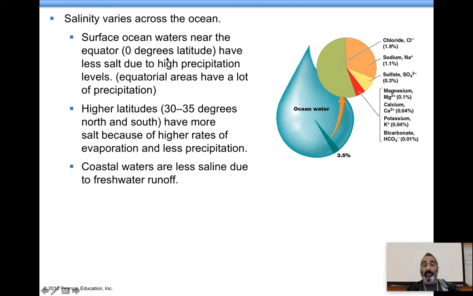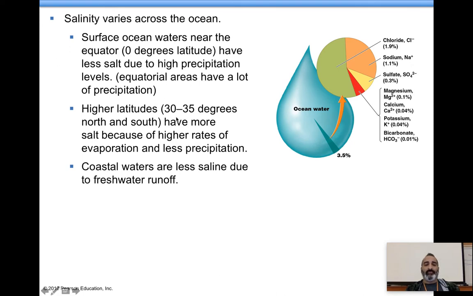And by the way, you have the most evaporation, but you also have even more so precipitation. So they have a lot of precipitation in the equator regions or equatorial regions. So much precipitation that it basically dilutes the water in those areas. So water near the equator is a little less salty.